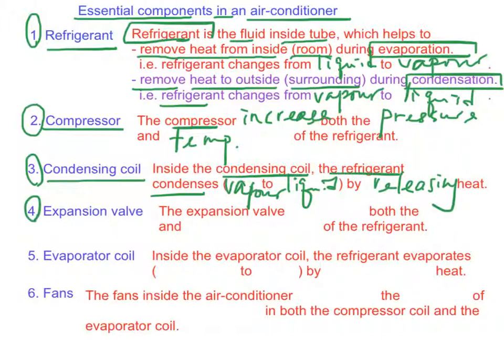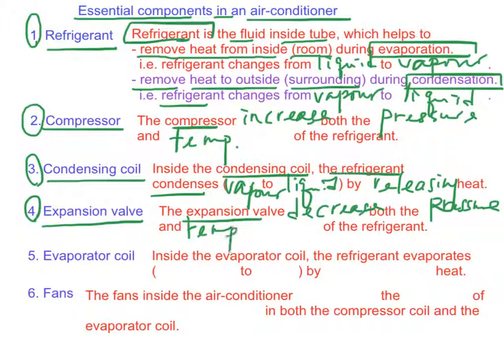The fourth essential component is the expansion valve. The expansion valve decreases both the pressure and the temperature of the refrigerants.